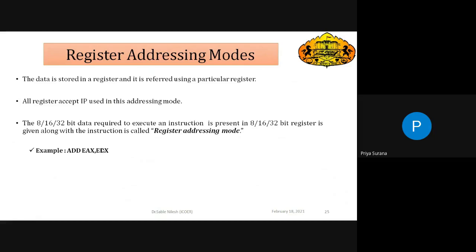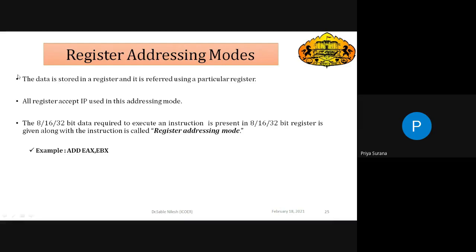For example, the instruction shown here is add EX, EBX. Instead of that, if it is add EAX with some immediate value given, it will not fall under register addressing mode. It will fall under immediate addressing mode because in that instruction itself the data is available. But here data is available in registers, so it falls under register addressing mode.